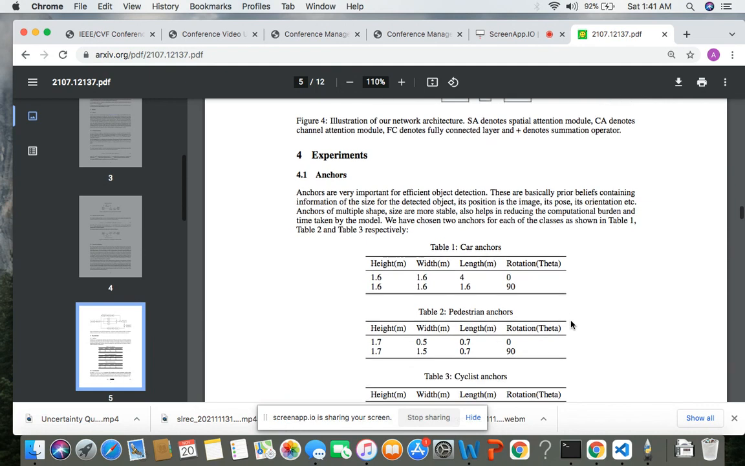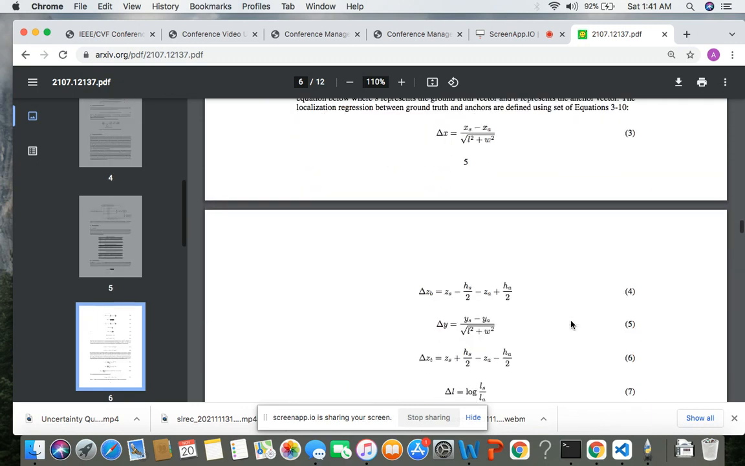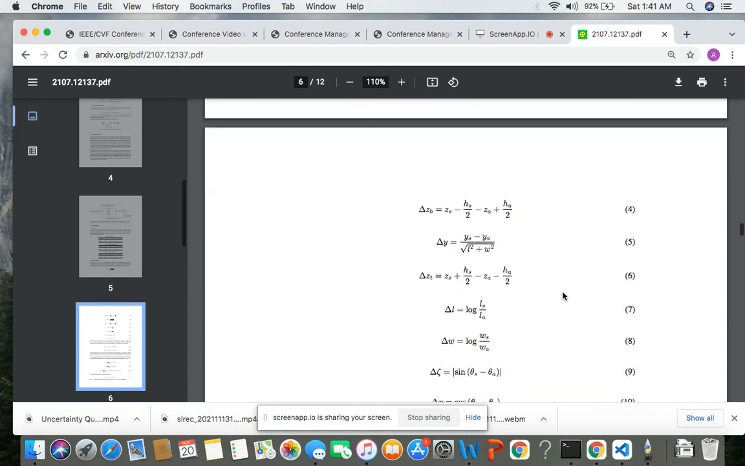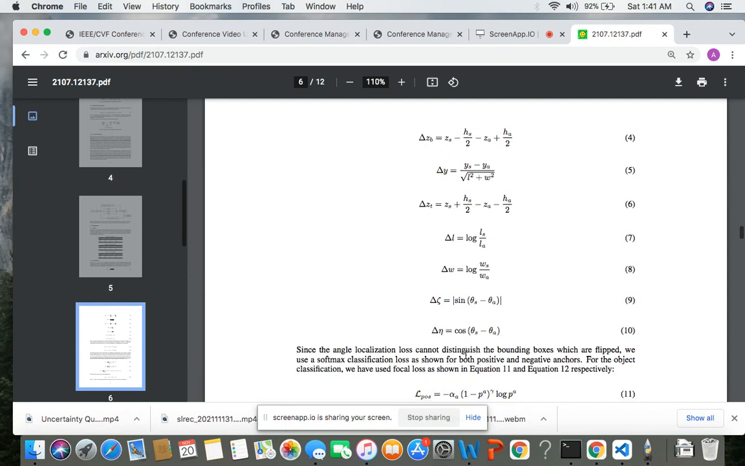We designed our very own loss functions. But before that, we present the anchor details for all the three individual anchors: car, pedestrian, and cyclist. Going over the loss functions, here x, z, and y denote the deviation along the three individual axes. L and W denote the length and the width terms of the bounding box, and these two are the deviation of the azimuthal as well as the complementary to the azimuthal angle.